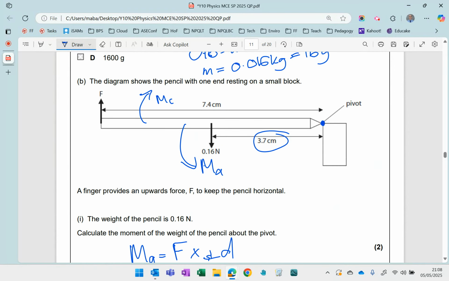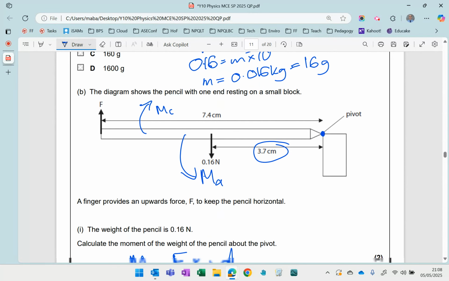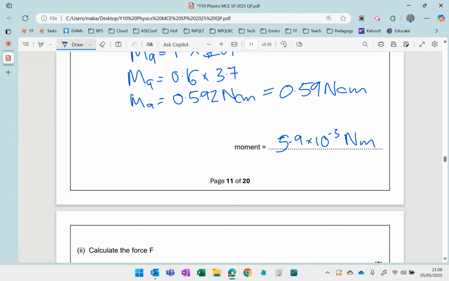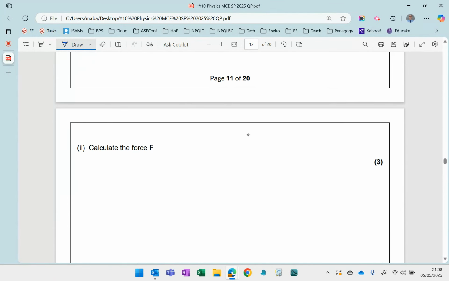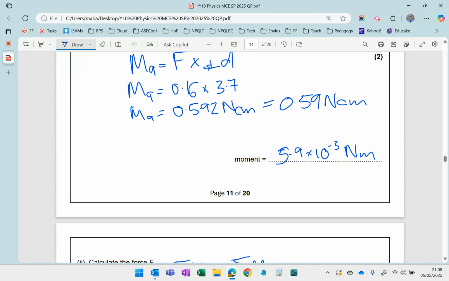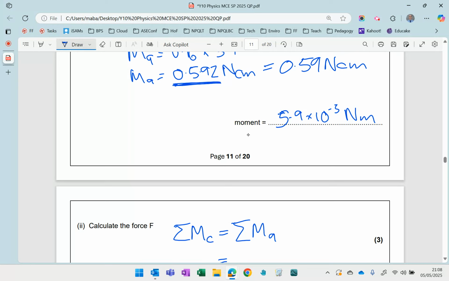Okay, so now it's asking us to calculate force F, okay, and it tells us that the pencil's horizontal, so that means the pencil's balanced and it's in equilibrium. So that means that we can use the principle of moments, that the sum of the clockwise moments is equal to the sum of the anti-clockwise moments. Now we just worked out the anti-clockwise moment in the previous part of the question. Now this is why it's a good idea to write it out in full, because for the answer we want to give it to the same number of significant figures.